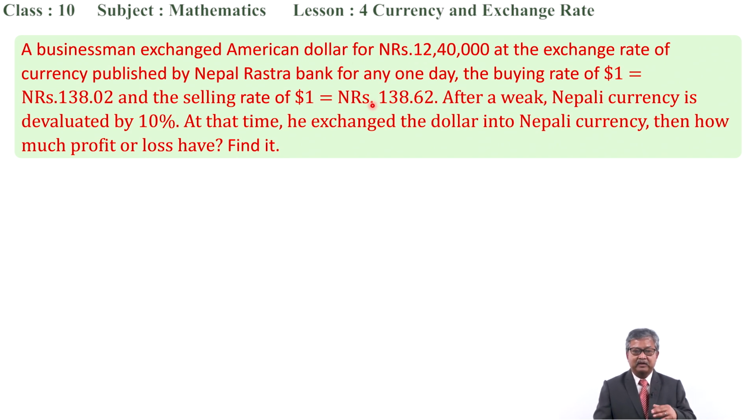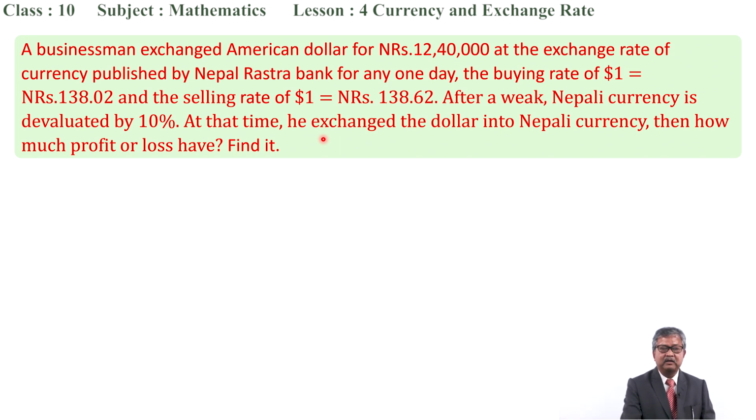Before, he had the Nepali currency, then he exchanged the Nepali currency to the American dollar, isn't it? And after devaluation, he again exchanged the dollar to the Nepali currency. Then how much profit or loss does he have? Find it. You got the profit or loss. So first of all, he exchanged Nepali currency to the American dollar, isn't it?